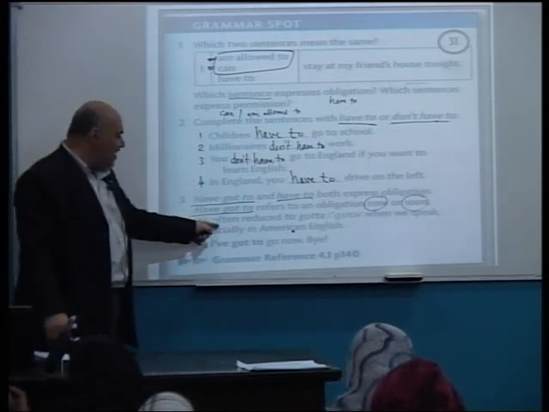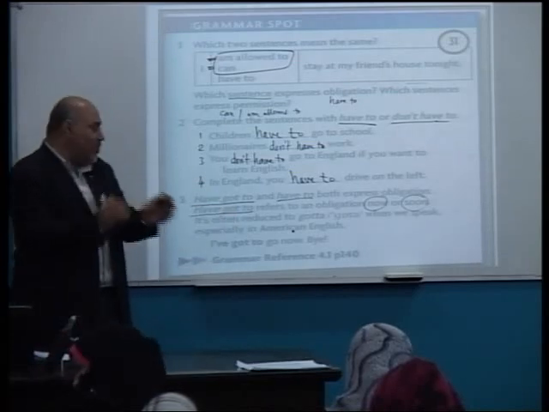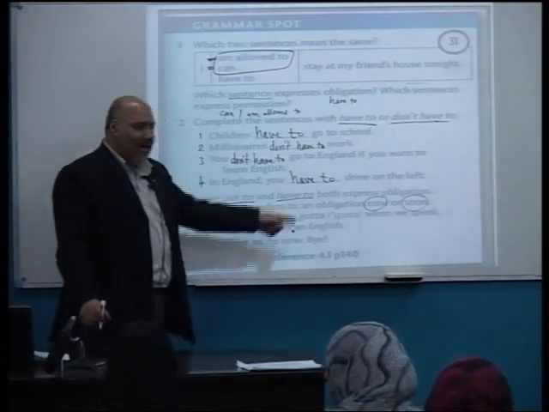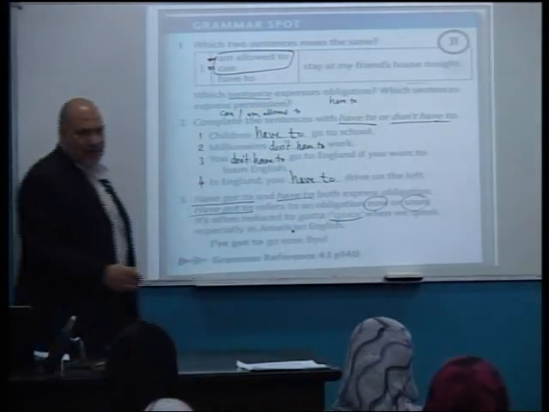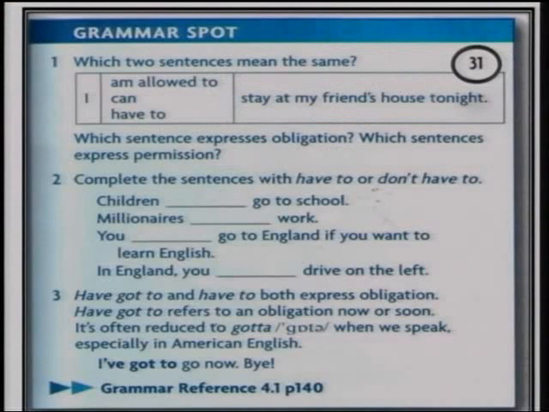It's often reduced to gotta when we speak. I got to speak English. Especially in American English. So most Americans say I gotta, it means I have got to. Example, I gotta go now. I've gotta go now. I have got to go now.